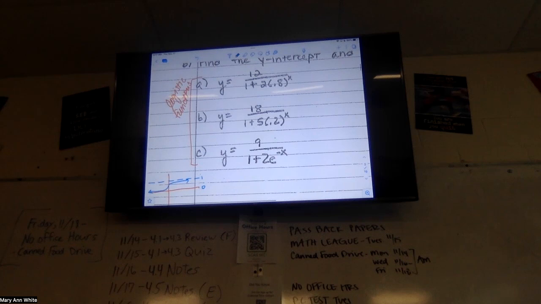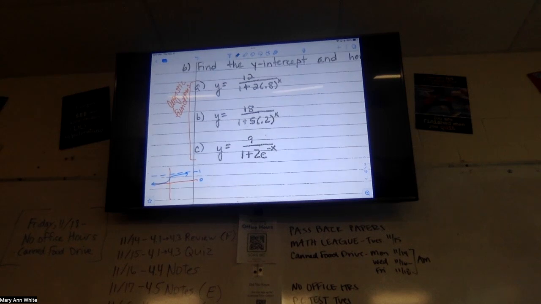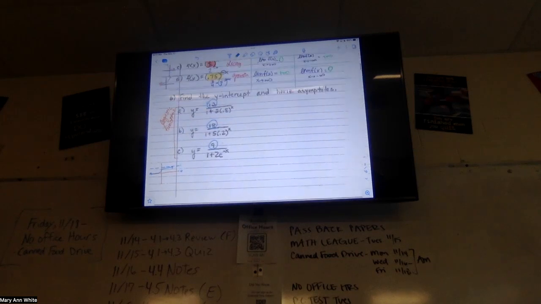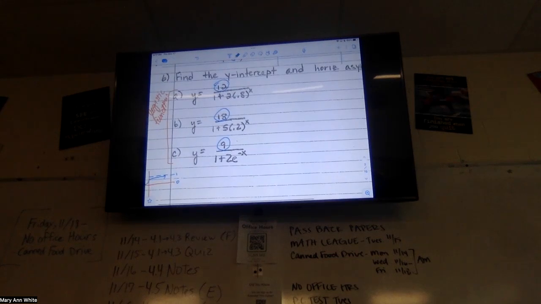I'm going to tell you that one of those horizontal asymptotes will always be 0. The other horizontal asymptote is going to be whatever is in the numerator. Another word that we use for that is a limit to growth. So whatever is in the numerator is your limit to growth, or one of your horizontal asymptotes. So this problem says find the y-intercept and the horizontal asymptotes. Well, the horizontal asymptotes are super easy to find.